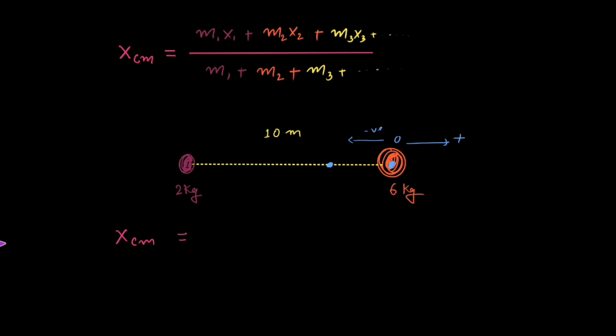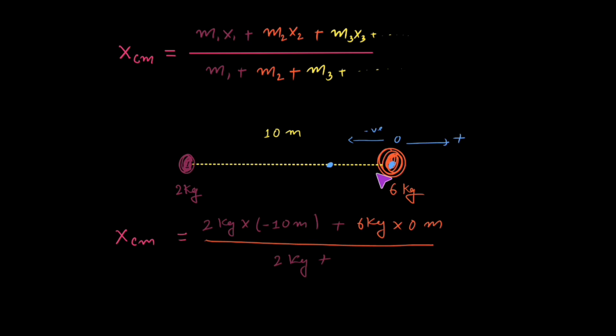reference point will be equal to mass m1. m1 is 2 kg into x1. x1 is the distance of mass m1 from the reference point, and from this reference point the distance of this 2 kg mass is minus 10 meter, because left side of this is negative. I have to write that minus 10 meter plus m2 x2. m2 is 6 kg into x2, the distance of mass m2 from the reference point. Because the reference point is the 6 kg mass, the value of x2 would be 0 meter, divided by m1 plus m2.